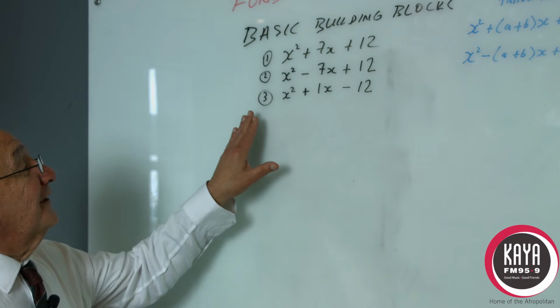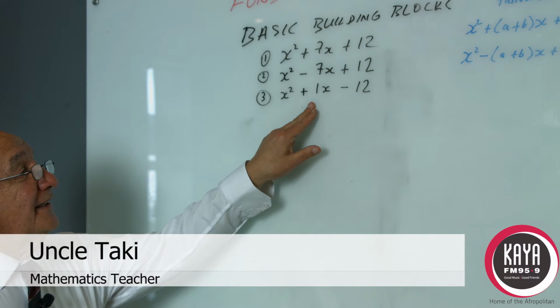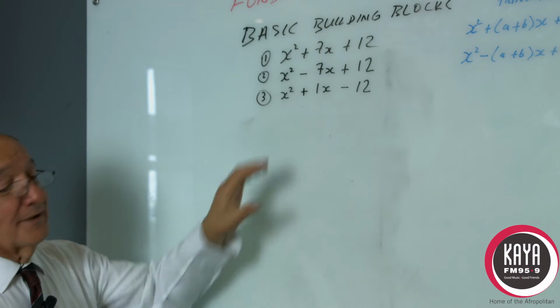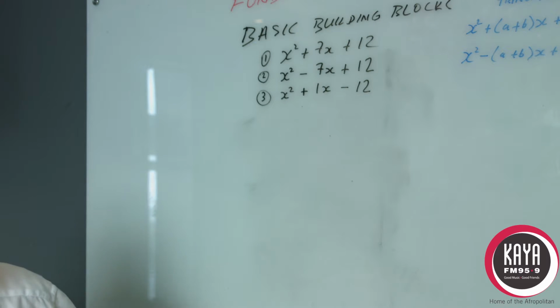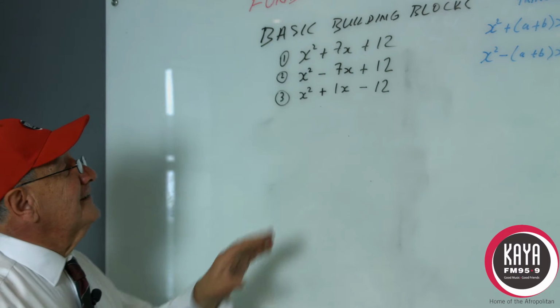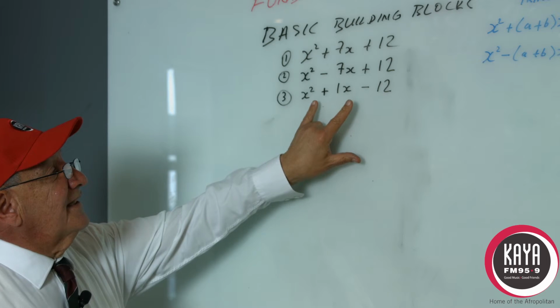Now we are going to look at the third example, which is x squared plus 1x minus 12. This problem becomes far more challenging, so I will need to put my thinking cap on. Right. Now we're going to study the signs.